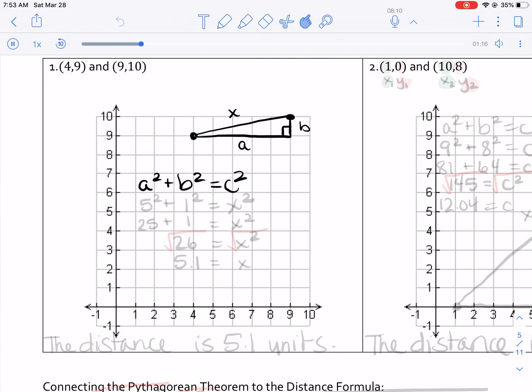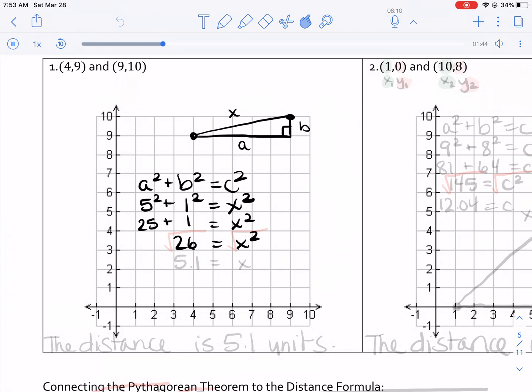And then my A is 1, 2, 3, 4, 5 squares long. So I'm going to have 5 squared there. And then B is just 1. And C, I don't know, it's the one we're trying to find. I'm going to make that one be x. Now let's simplify our numbers here. 5 squared is 25, and 1 squared is 1. So I have 25 plus 1 is x squared. That's so easy. I'm just going to go ahead and write 26 right there.